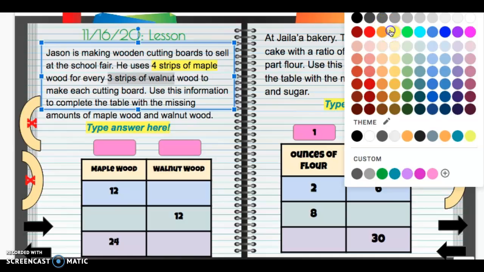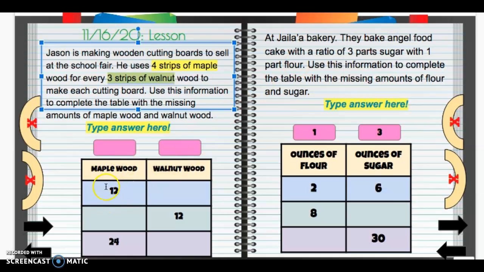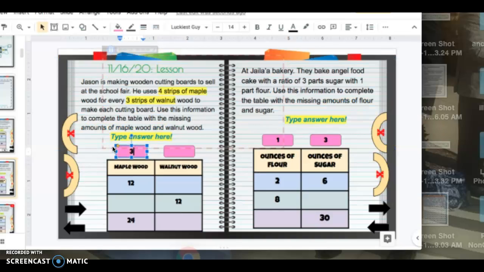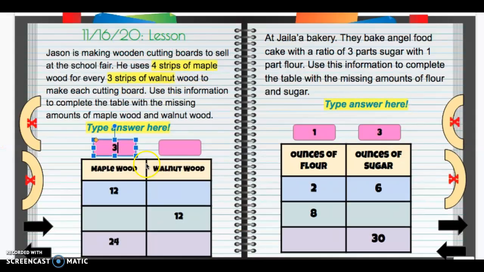Okay, so if I'm looking at my chart, I don't see 3 strips of maple and I don't see 4 strips of walnut wood in my chart. I don't see a 3 nor a 4. So you're always going to want to put it above the chart. So I put a 3 above maple wood, and 4 above walnut wood, because it's not in the chart, but I want it represented for myself so I can figure out this problem. Okay?